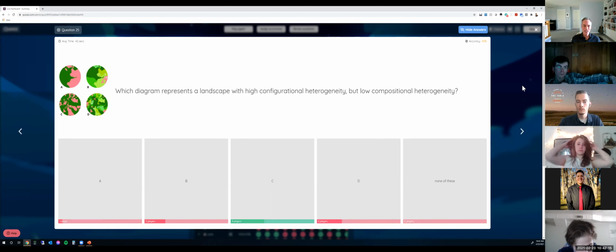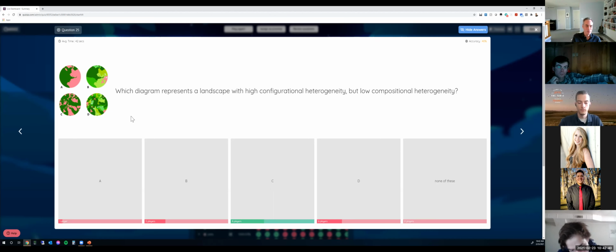Another question about heterogeneity. Which diagram represents a landscape with high configurational heterogeneity but low compositional heterogeneity? So compositional is how many different types of landscapes there are, and configurational is how many different shapes of environments there are. High configurational means you want a lot of different shapes, but low compositional means you don't want a lot of different types of environments. In this case, the correct answer was C, because you have lots of different types of shapes, but only 2 different types of environments in that diagram.